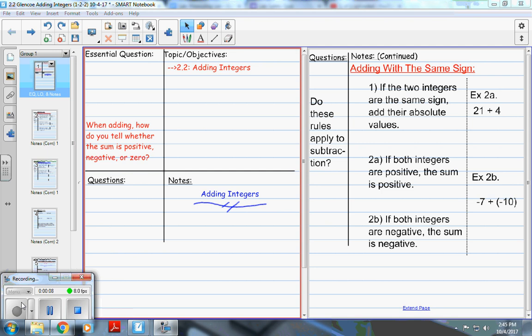So we're moving on to 2.2. We're going to be learning about adding integers. I know many of you have already worked through this before, so it shouldn't be too much of a challenge.